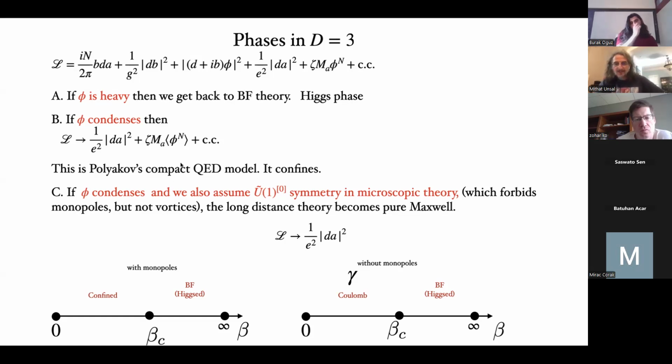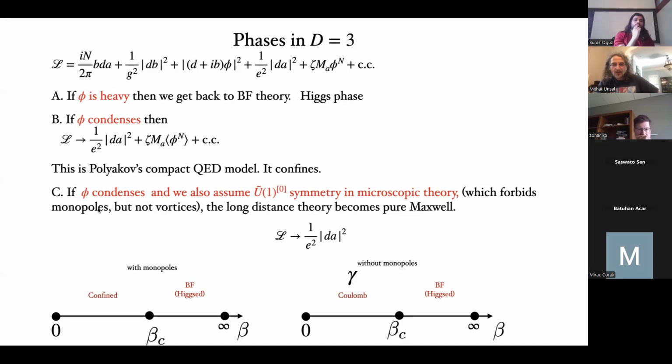Although it is not generic, we can do the following. In this model, let's still assume phi condenses, okay? By the way, okay, I'll come back to this. Let's assume that phi condenses, but let's also assume that we have this shift symmetry. This shift symmetry prohibits monopoles, okay? But phi still condensed.